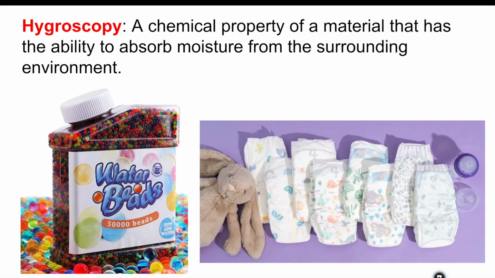Hygroscopy is a chemical property of a material that has the ability to absorb moisture from the surrounding environment. So Orbeez are an example of this. So these little beads right here, there are 50,000 of them in this bottle right here. And you can see that when they absorb water, they look like this. Diapers are another example of a chemical that has good hygroscopy and will absorb water.